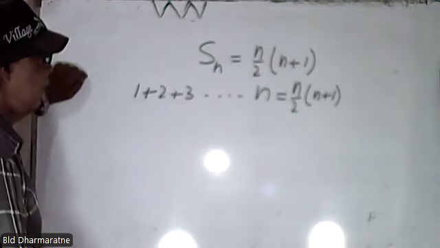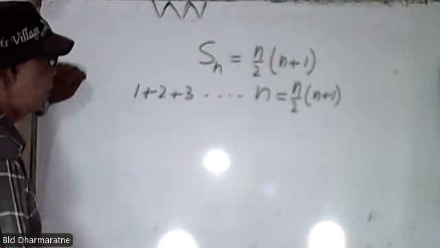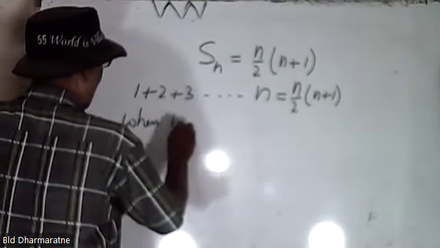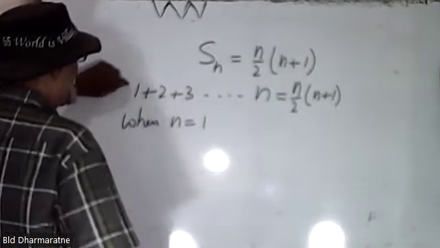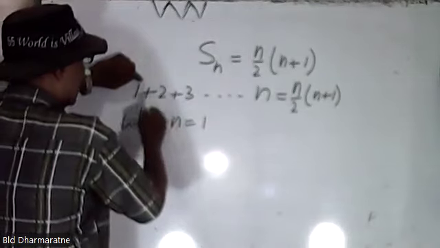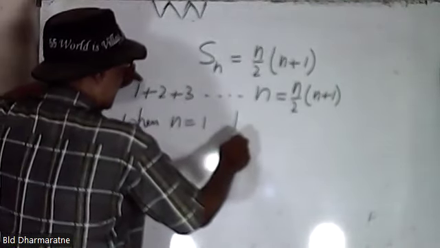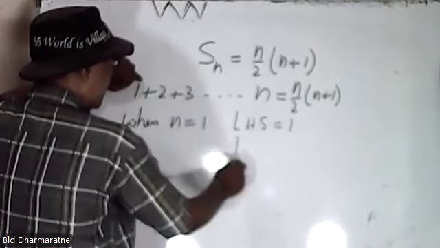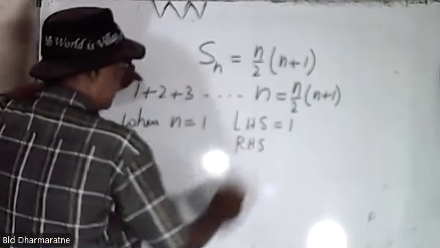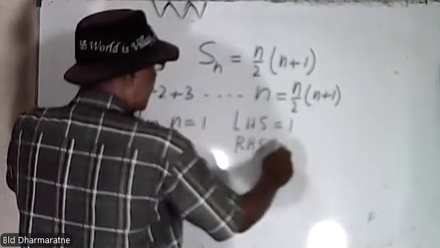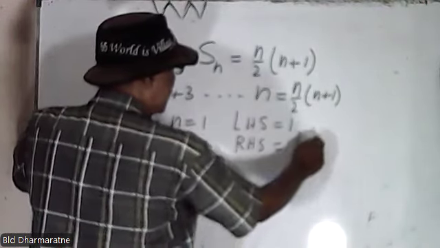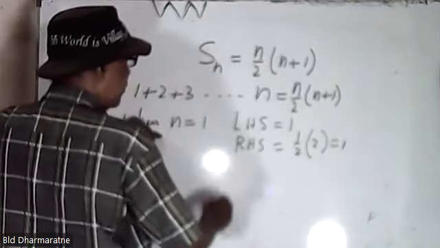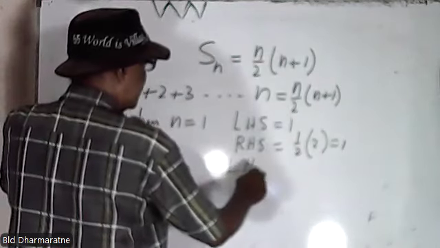Now we determine this. Try out when n equals 1. What happened? LHS, for n equals 1, is one term. That means the left hand side equals 1. Right hand side: what happened? Substitute n equals 1 here. Half times (1 plus 1), that is 2, equals 1. Now it is exactly true about the formula: LHS equals RHS.